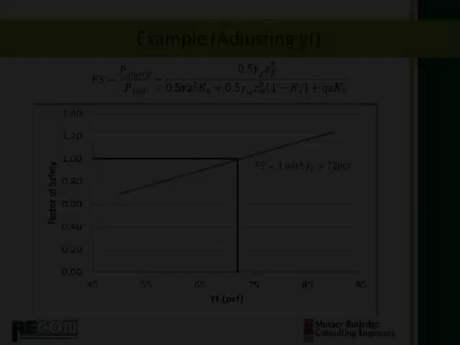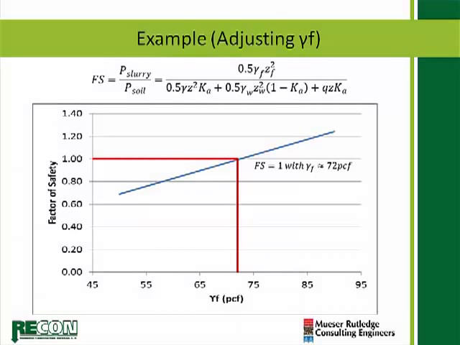In this slide, we adjusted the unit weight of slurry. Despite doubling the unit weight of the slurry, the factor of safety only adjusted from 0.75 to 1.25.